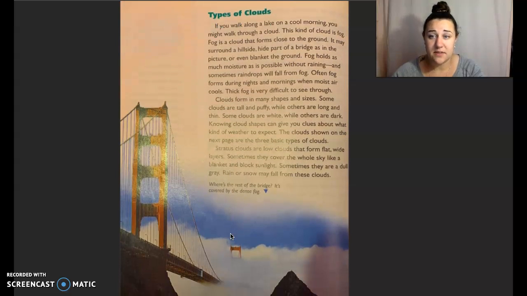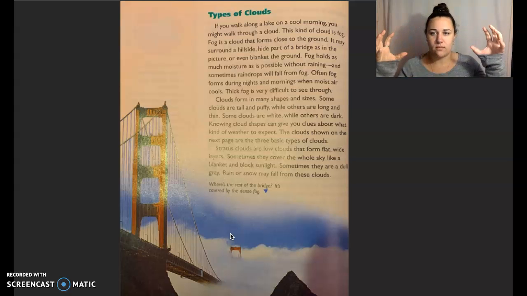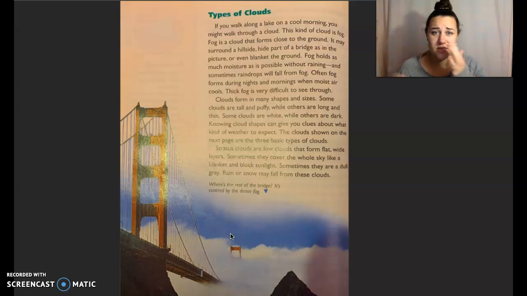All right, types of clouds. So now we know how a cloud is made. Condensation. The water vapor turns back to water. All those water droplets come together. Boom, a cloud. Now, what kind of cloud is it?